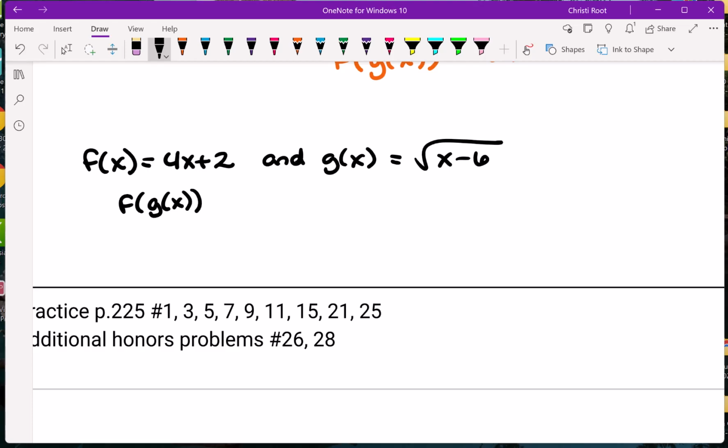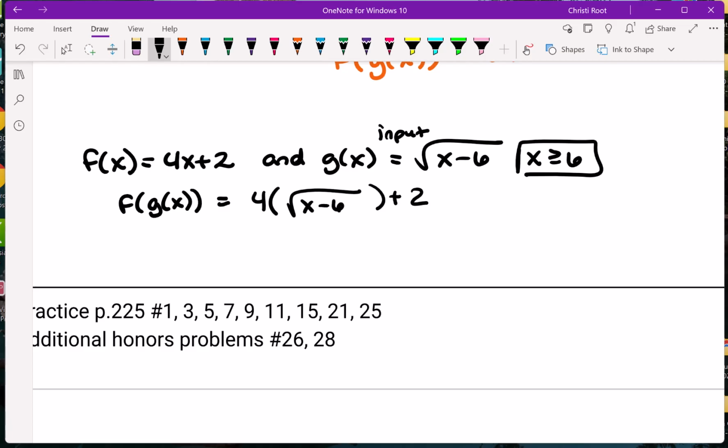What I have to do is consider the input. This is your input. So the domain is going to be x is greater than or equal to 6. I know that because this has been shifted to the right 6 places. So this is the domain of my first function. Now I have to figure out the composition of the two. So I'm going to plug in the square root of x minus 6 into 4x plus 2. Okay, simplify.